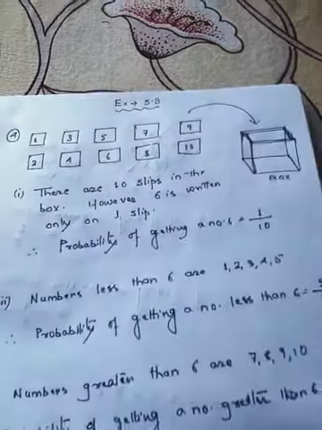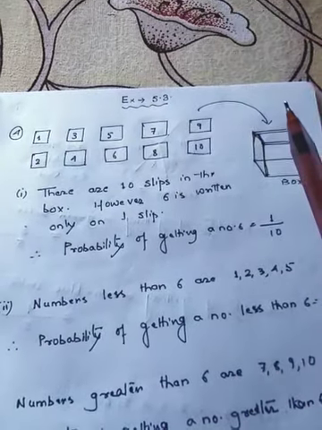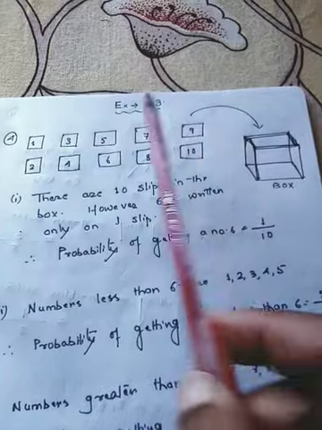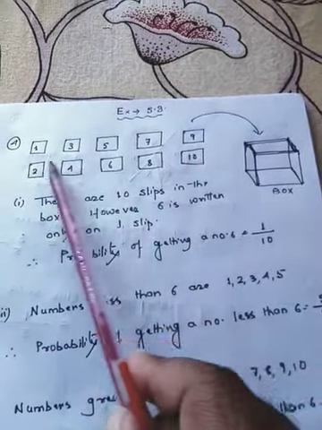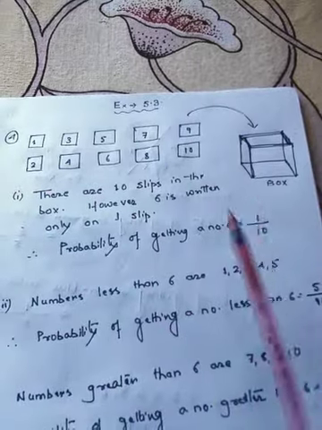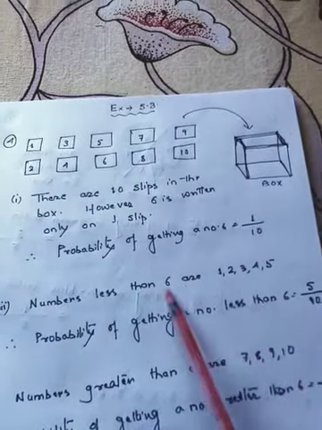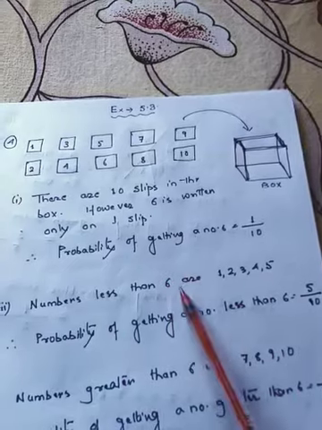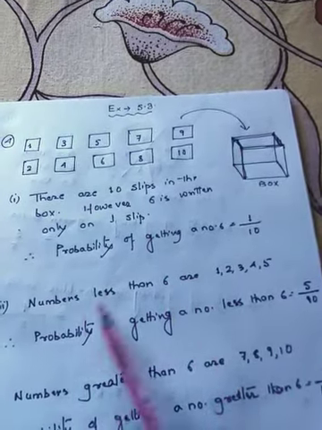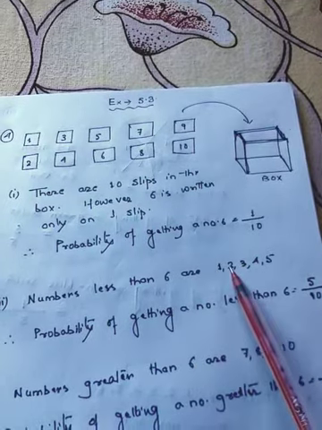Okay. Now the second question they have asked: what is the probability of getting a number less than 6? Now as you see in the slips, numbers 1 to 10 are written. So how many times will you get numbers less than 6? You have to see which are the numbers less than 6. So I have written all the numbers. The numbers less than 6 are 1, 2, 3, 4, 5.